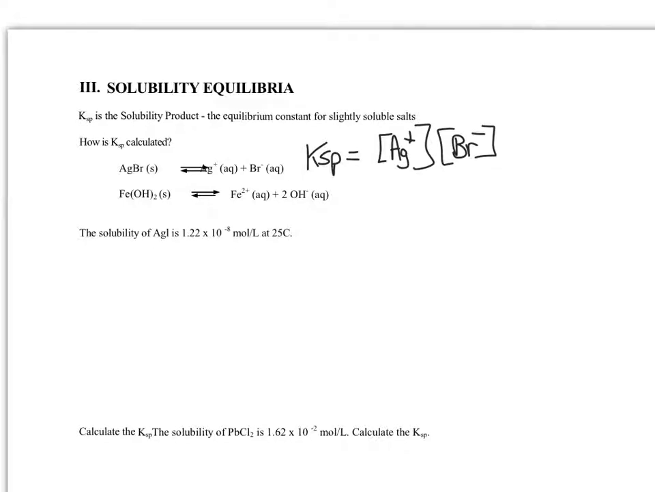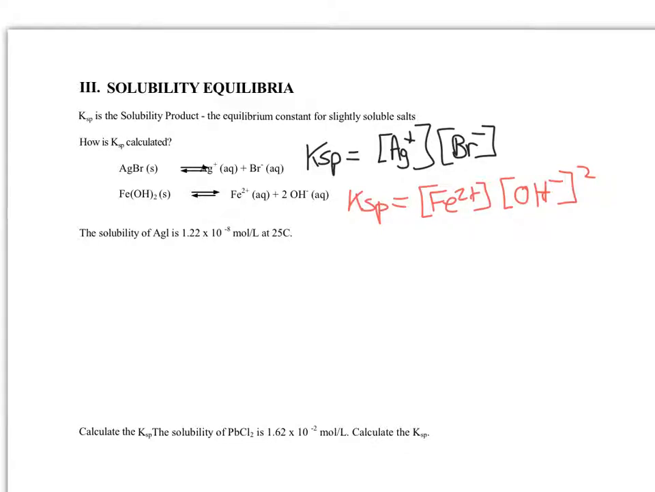Let's try the Fe(OH)2. So the Ksp expression for that one would be the concentration of the Fe2+ times the concentration of the OH- squared. All right, let's try another one.